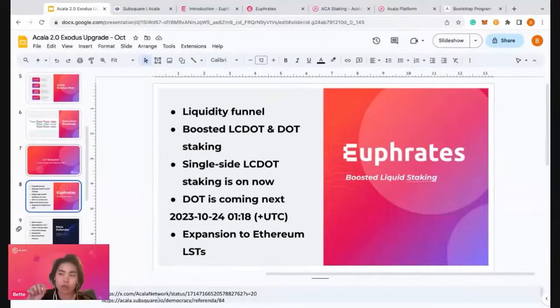So going forward, the Euphrates will also support obviously Ethereum LSTs. At the moment, we're focusing on LC DOT, and then next, very soon, DOT is coming. So get your DOT ready, and then after that will be Ethereum.